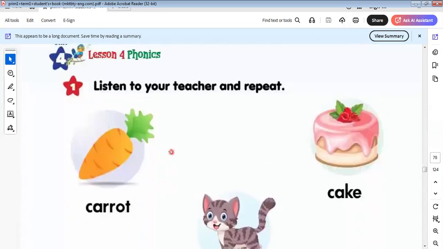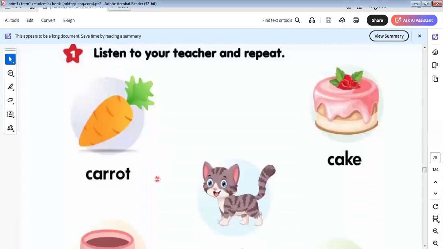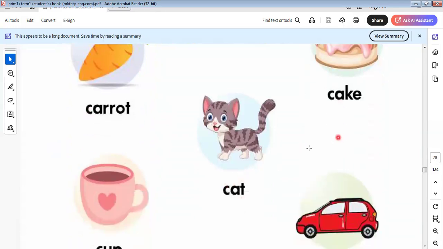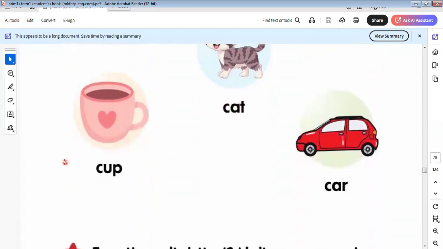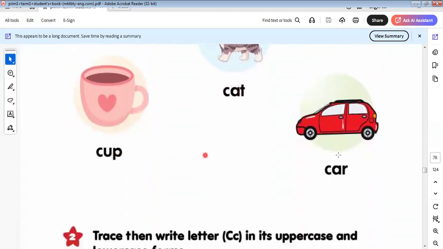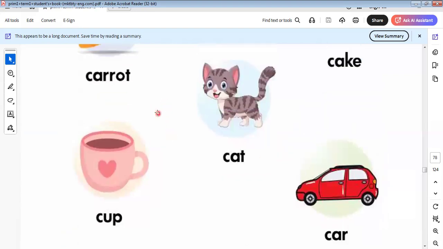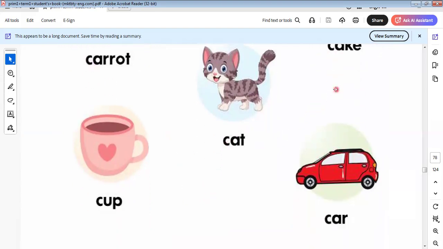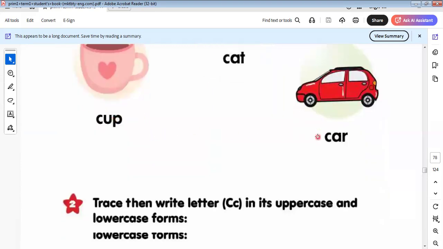Here we have some phonics. Let's read it together. Here is the letter C, pronounced as K. We say carrot, cake. Here is carrot, cake. Here is cup, car, cup, car. So here the C is pronounced as K: carrot, cake. Carrot, cat, and cake. Here we have cup and car.